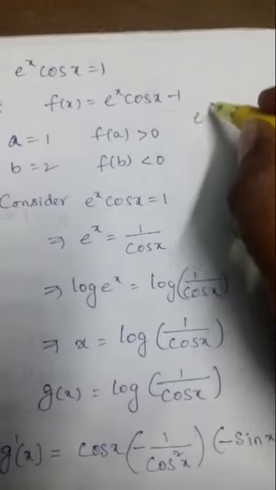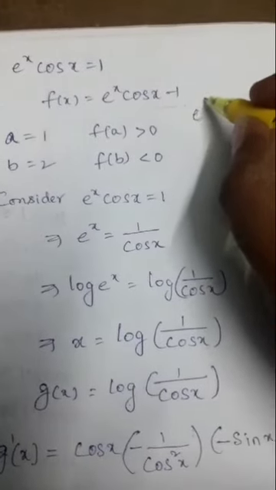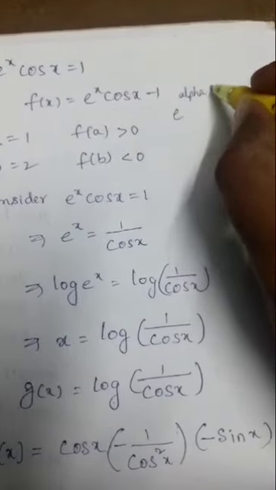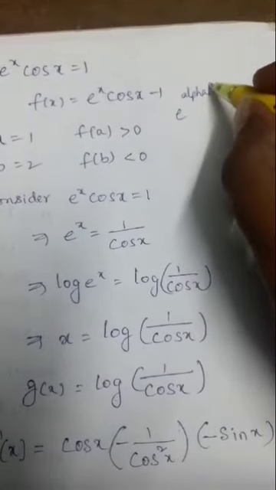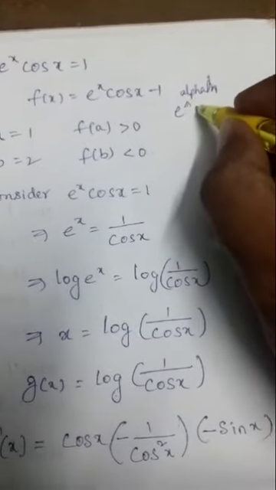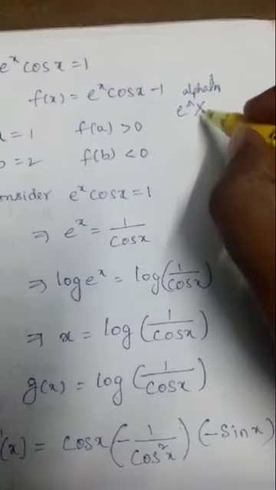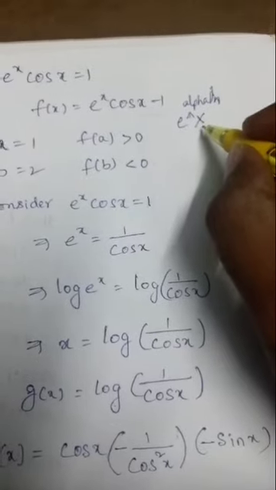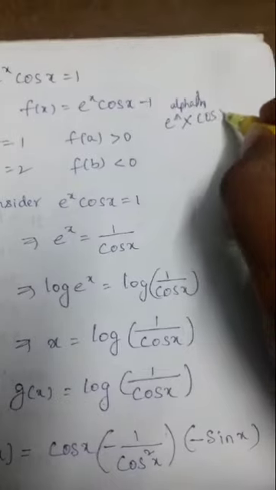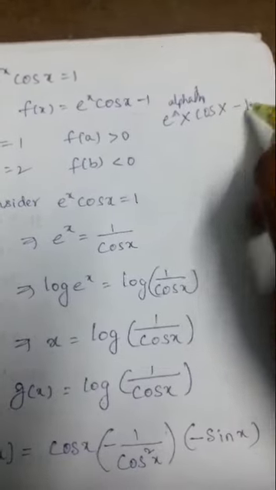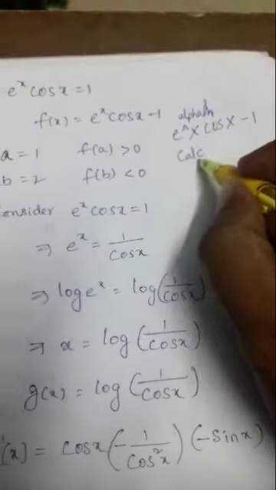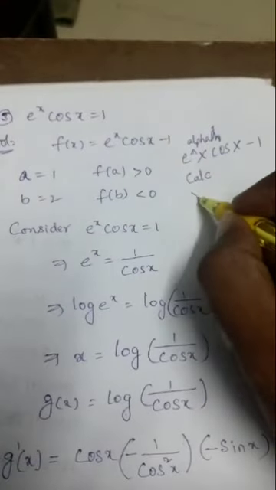To enter e, press alpha and ln. Alpha and ln gives e^x. For x you have to enter alpha closed bracket and cos x minus 1. So it asks, press CALC, it asks the value of x.